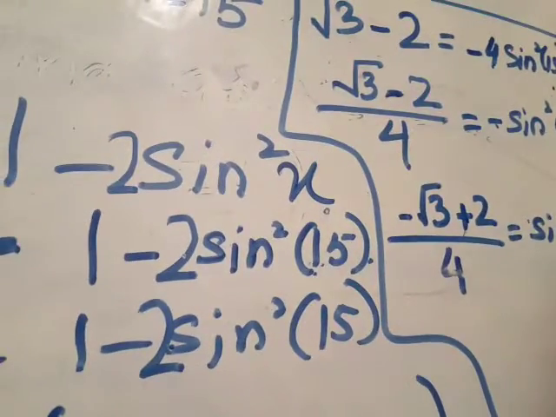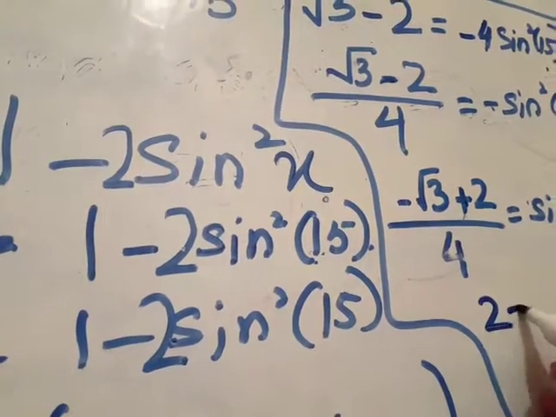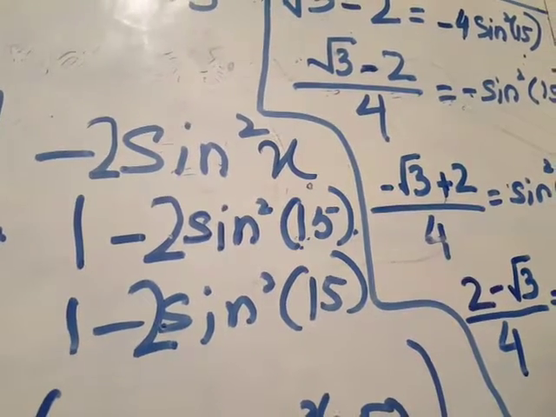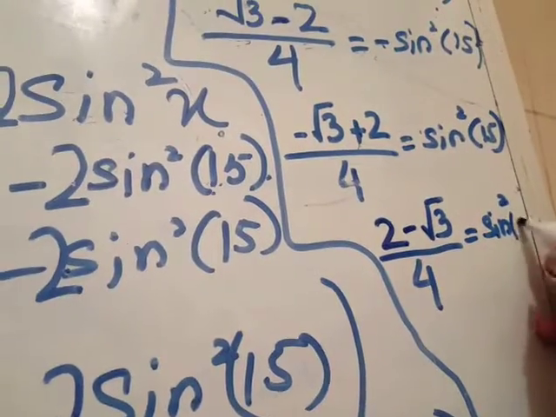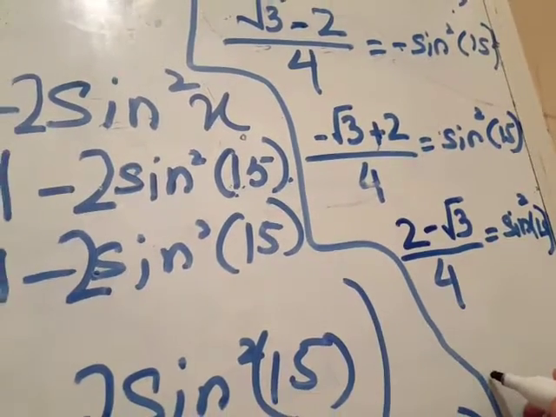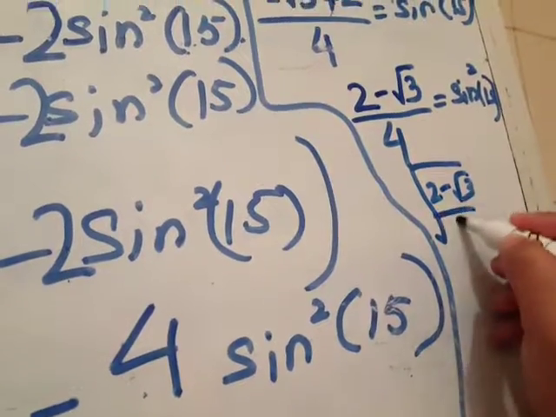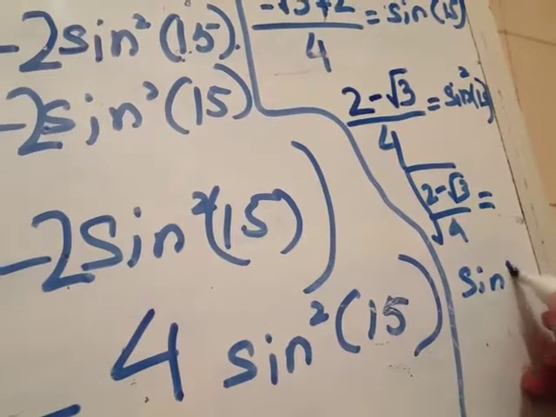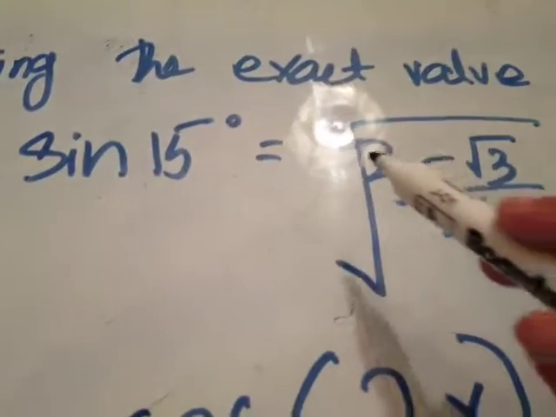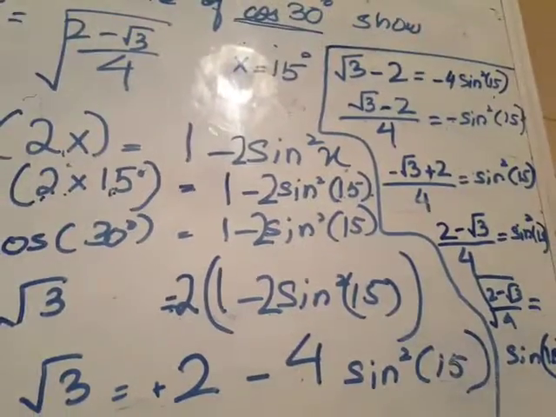Okay, fine. Now let's rearrange this. Let's take positive 2 here and negative root 3 here. Now this is a square, so let's take the square root on both sides. So root of 2 minus root 3 over 4 equals sine of 15. And this was what they actually wanted us to prove: 2 minus root 3 over 4, and we proved that yes, it is equal to this.